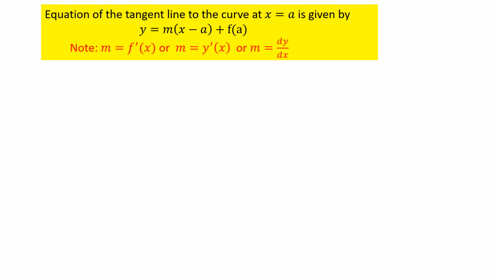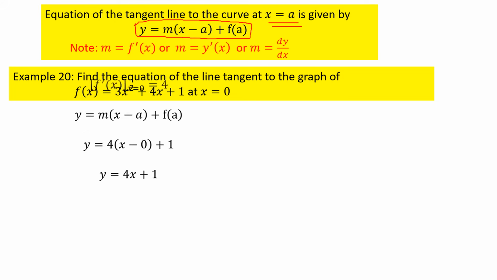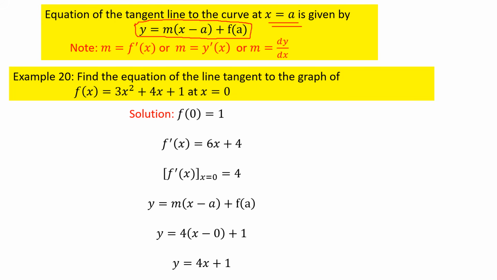The same formula we can extend to calculate the equation of the tangent line to the curve at the point x equal to a. So this is the formula. y is equal to slope multiplied by x minus a plus f of a. So see this example. Here my point is x equal to 0. So first step I calculate f of 0. f of 0 means in the function we replace x by 0. That will give you 1.